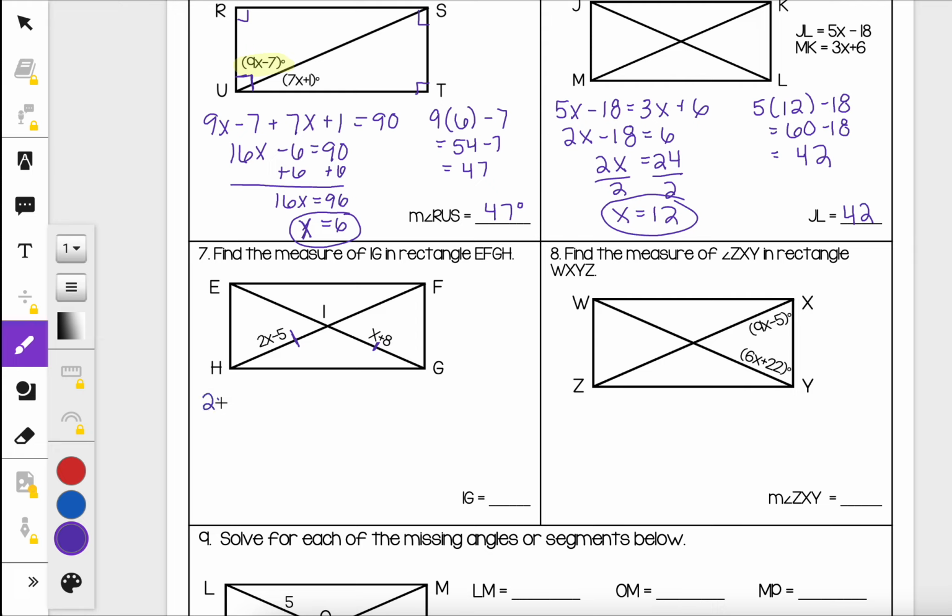So I can set 2x minus 5 equal to x plus 8. I'm going to subtract x from both sides, so I'm left with x minus 5 equals 8. Add 5 to both sides, and x equals 13. And I can take that value, substitute it into IG, so 13 plus 8 equals 21.